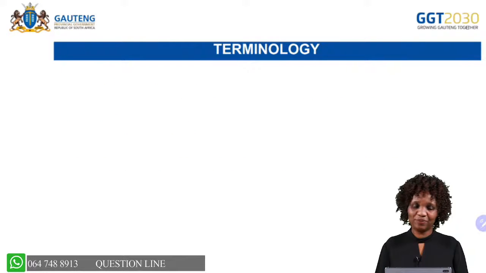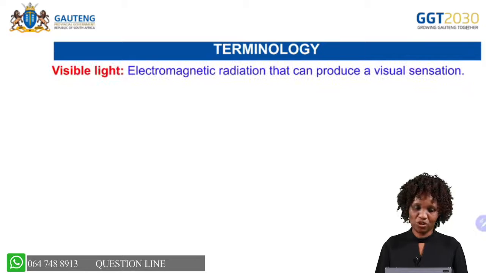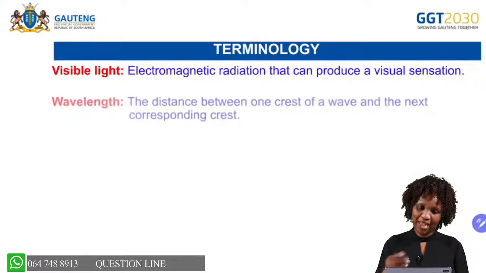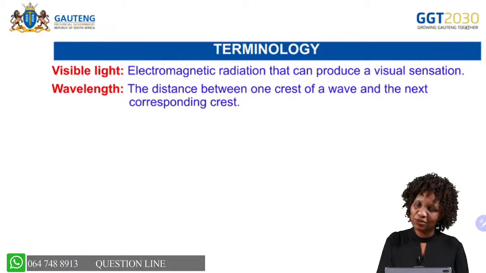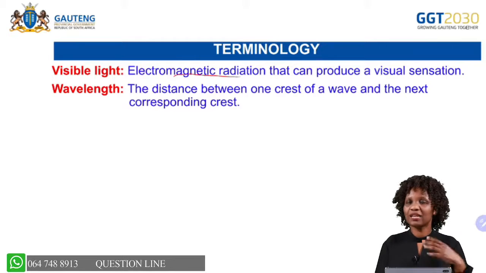Let's continue with our terminology. We've got visible light. What is visible light? What does it mean? These are the electromagnetic waves that can produce a what?